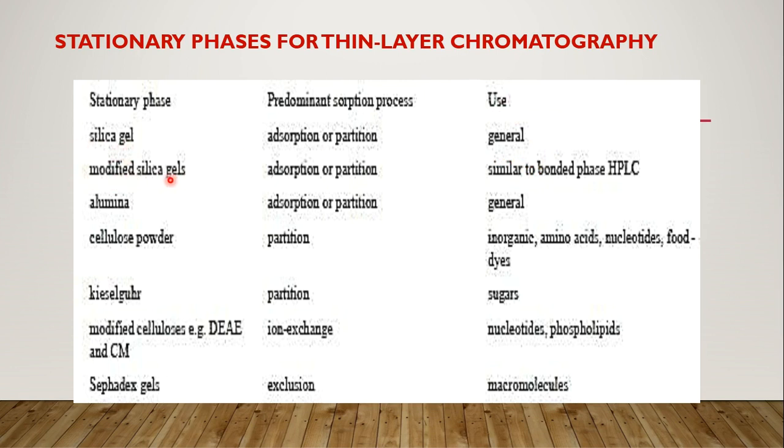Then modified silica gels: generally silica gels are polar in nature, but modified silica gels are generally semi-polar or non-polar, where some organic moieties are covalently attached to the silica surface. So here adsorption or partition may take place. Generally these modified silicas are used in high performance liquid chromatography techniques in columns.